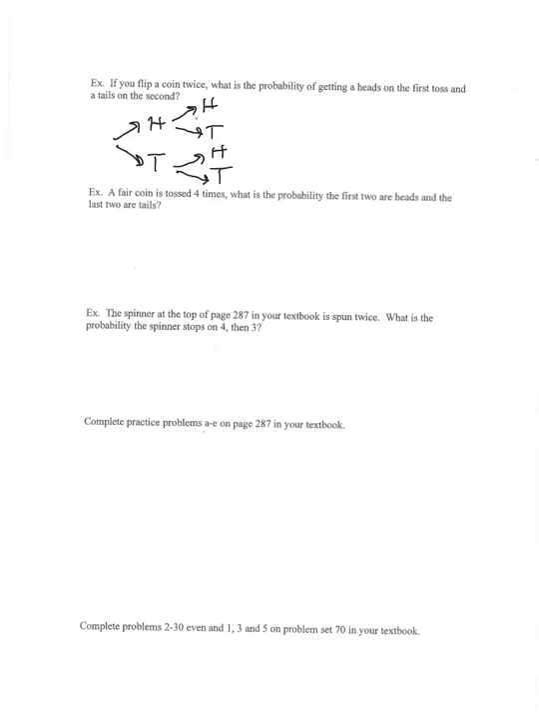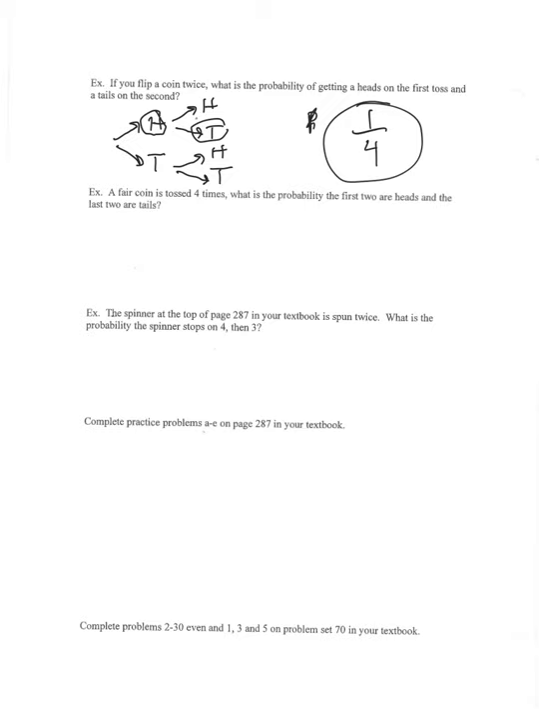So the probability of getting a heads on the first toss and a tails on the second, well, that's right here, right? Heads on the first, tails on the second. And in fact, that represents a probability of 1/4, because it's 1 out of 4 possibilities.